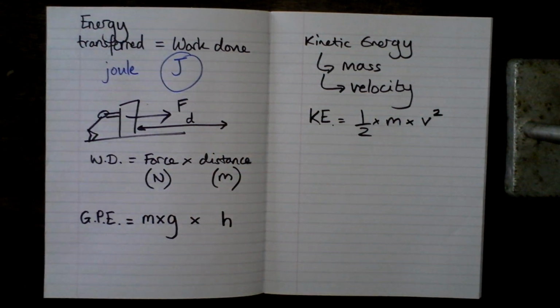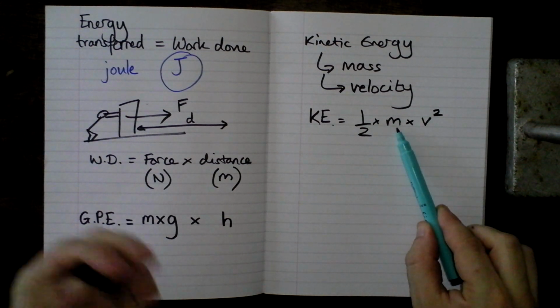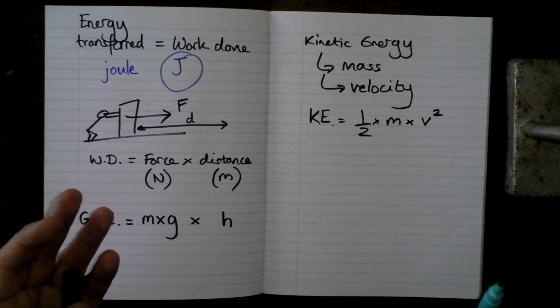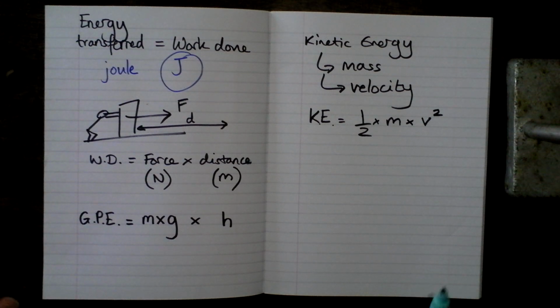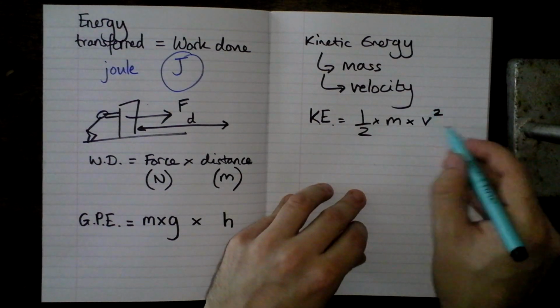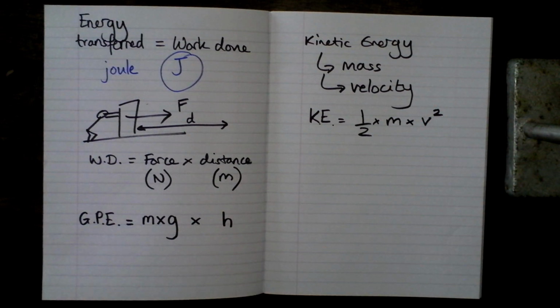Or more commonly, if I ask you for a change in kinetic energy, say a motorcyclist of mass 150 kilograms is travelling at 10 meters per second and then brakes to 5 meters per second, what is the change in kinetic energy? And often people will make the mistake of doing the subtraction of velocities before they put it into this equation. But because of that squared term, if you want to work out a change in kinetic energy, it's always best to work out the two energies separately and then subtract.